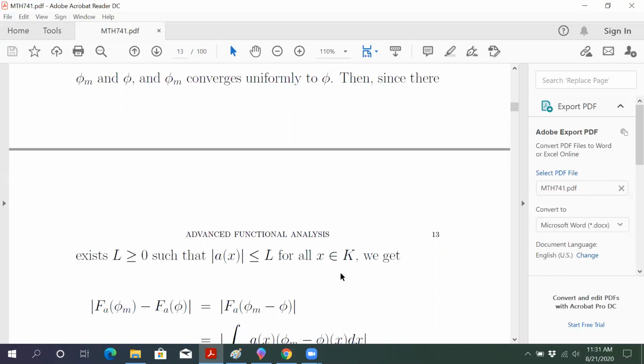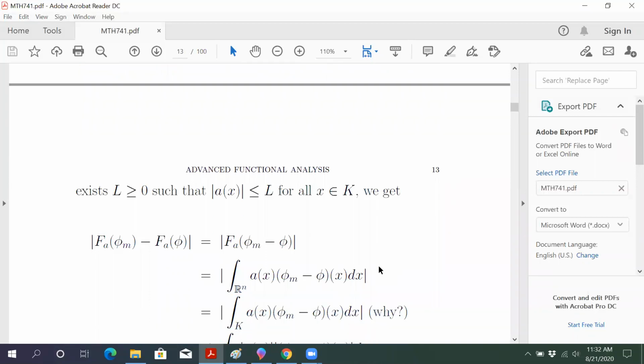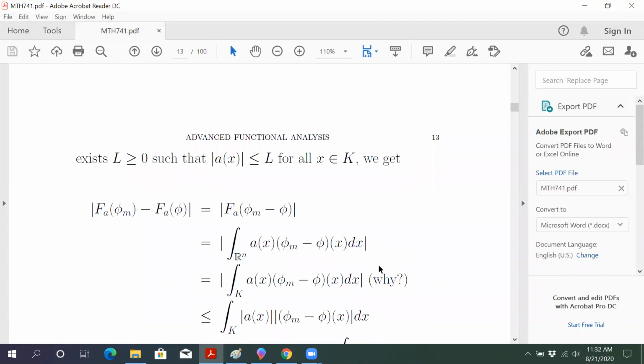And therefore, you write down this. Let's see what happens. We are going to show that F_A(phi_m) is convergent to F_A(phi), so this sequence is convergent to this. We have to show that the distance between these two can be smaller than any positive number if m is large enough.